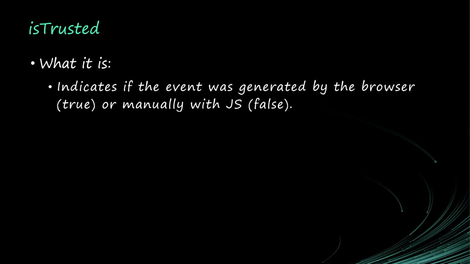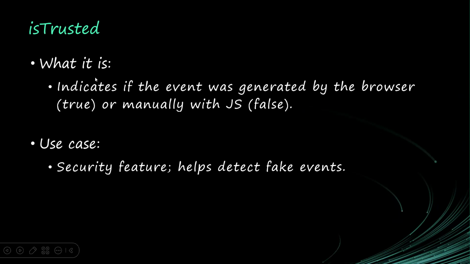Then isTrusted would give you true or false, depending on whether the event was trusted. The event will be trusted if it was generated by the browser. It will give you true if the event was generated by the browser, or false if it was generated by JavaScript. For security reasons, in your code you might want to only handle events that were generated by the browser. You don't want to take any risk, since people can inject JavaScript into your code and do certain things. So you can use isTrusted on that event, and if the event is not trusted, you don't do anything.